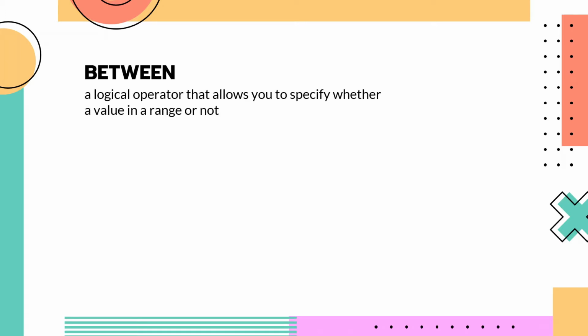And then we will discuss the BETWEEN operator. The BETWEEN operator is a logical operator that allows us to specify whether a value is in a range or not. The BETWEEN operator is often used in the WHERE clause of the SELECT, UPDATE, and DELETE statements. The following illustrates the syntax of the BETWEEN operator: expression, we can use NOT or not, and then BETWEEN, then begin expression AND end expression.